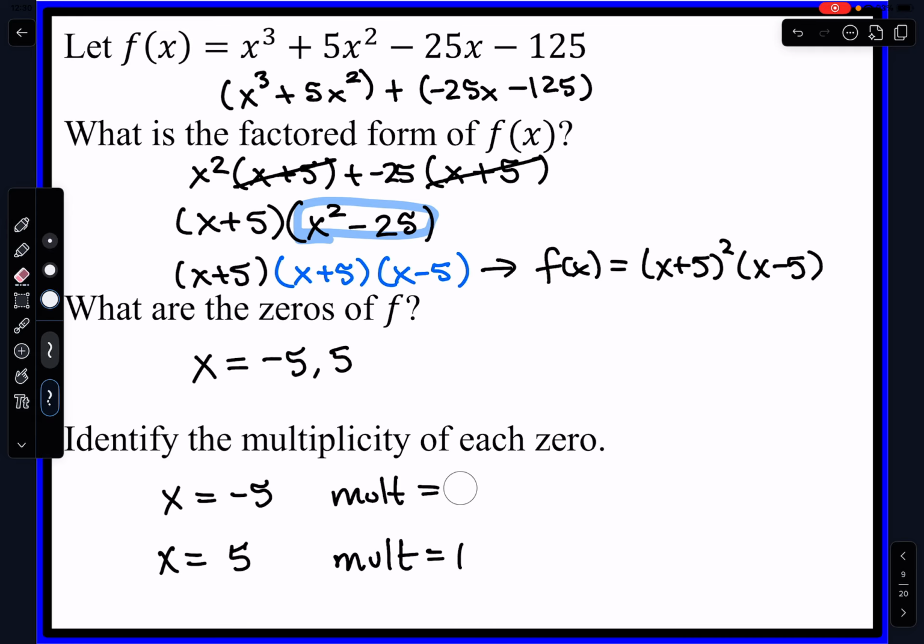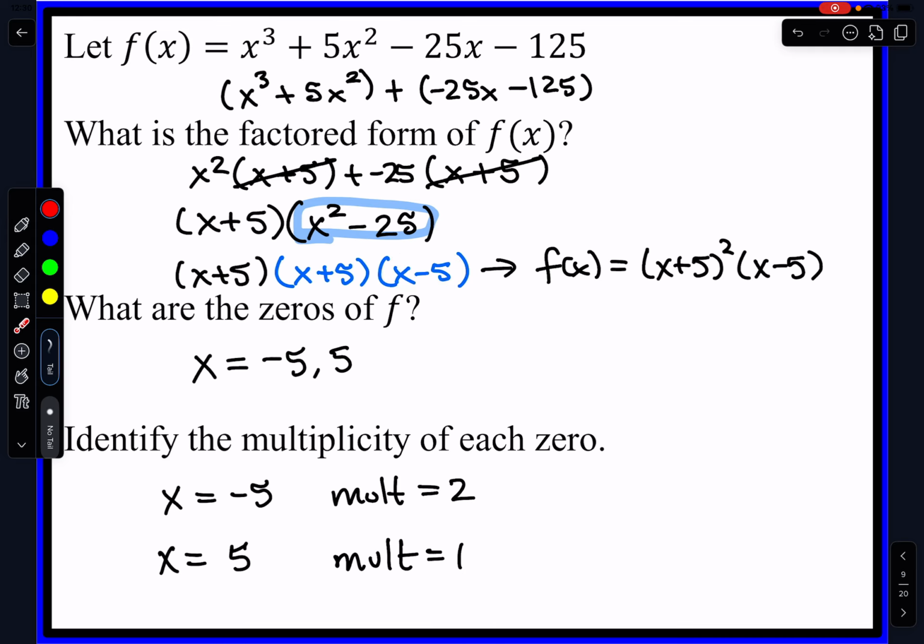Sorry, I wrote 5 here. I meant to write 2. So x equals negative 5 a total of 2 times. We need a negative 5 to make this equal to 0 one time, and then we need another negative 5 to make this equal to 0 a second time. And then, of course, we need a positive 5 to make that equal to 0.